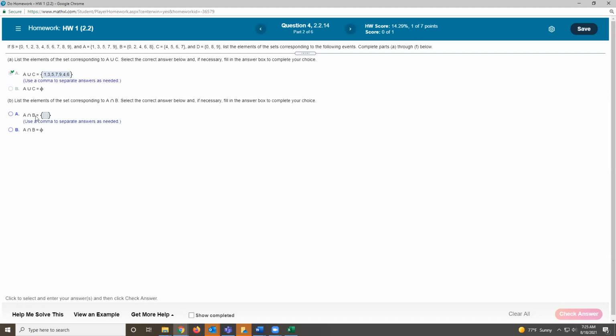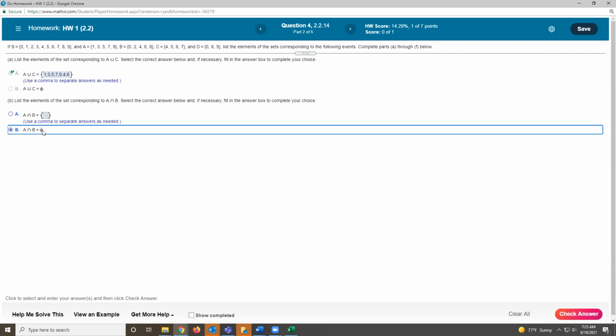And in an intersection, I write what's common. So A intersection B, I write whatever is common to A and B. So A is 1, 3, 5, 7, 9, B is 0, 2, 4, 6, 8. So actually nothing is common, so it's empty. This phi is a symbol for an empty set.